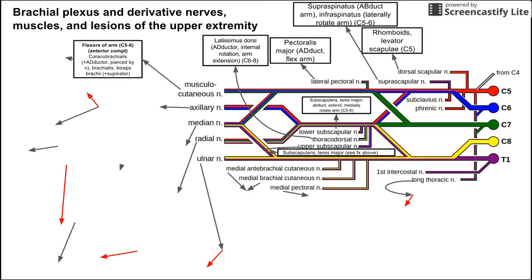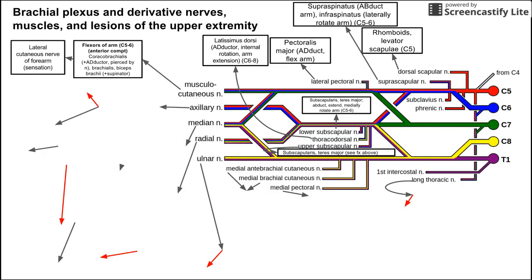The coracobrachialis is a major adductor, and this one's unique because the musculocutaneous nerve actually pierces right through the coracobrachialis. The brachialis is the primary flexor of the arm. When you're doing bicep curls, you're working the brachialis muscle, and the biceps muscle is a very powerful supinator muscle. That's like an external, a lateral rotation of the forearm, and that's mediated by the biceps.